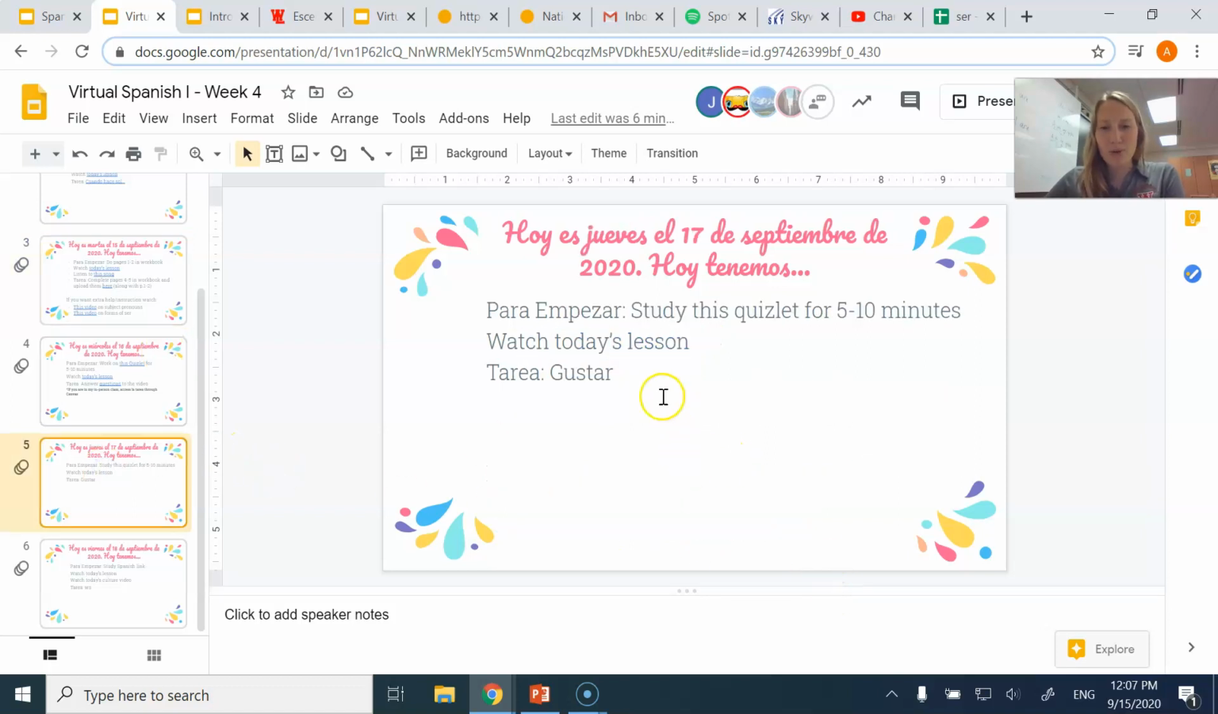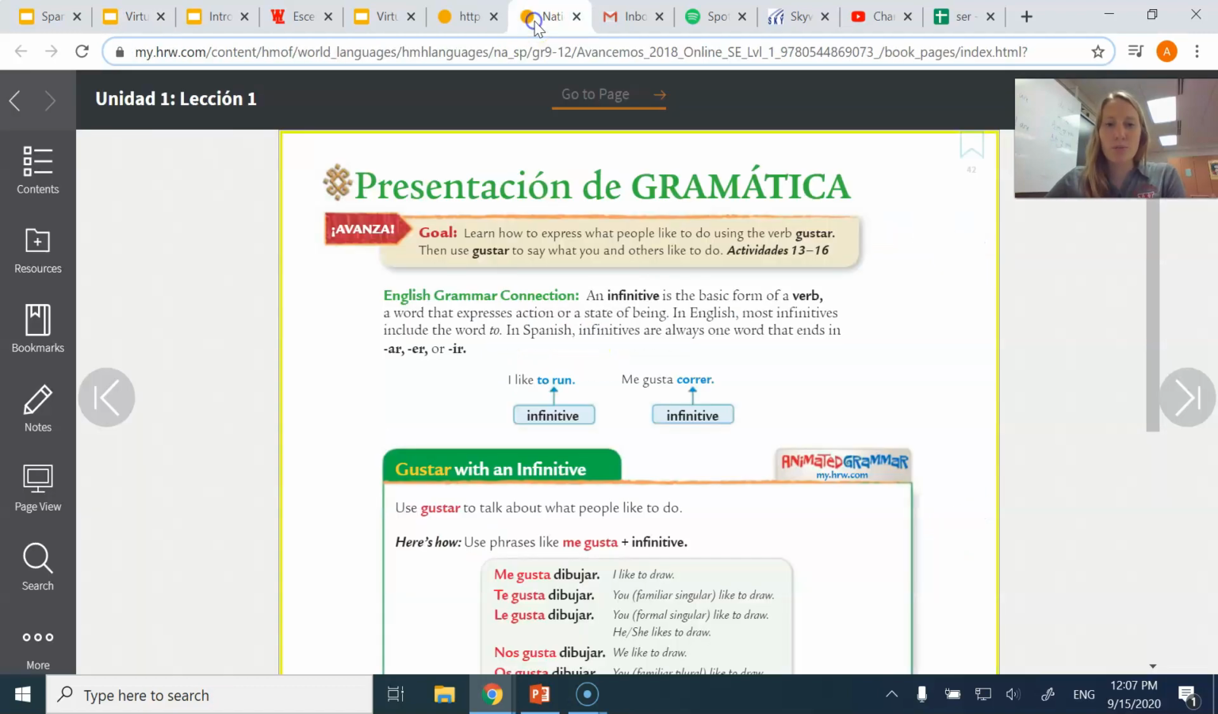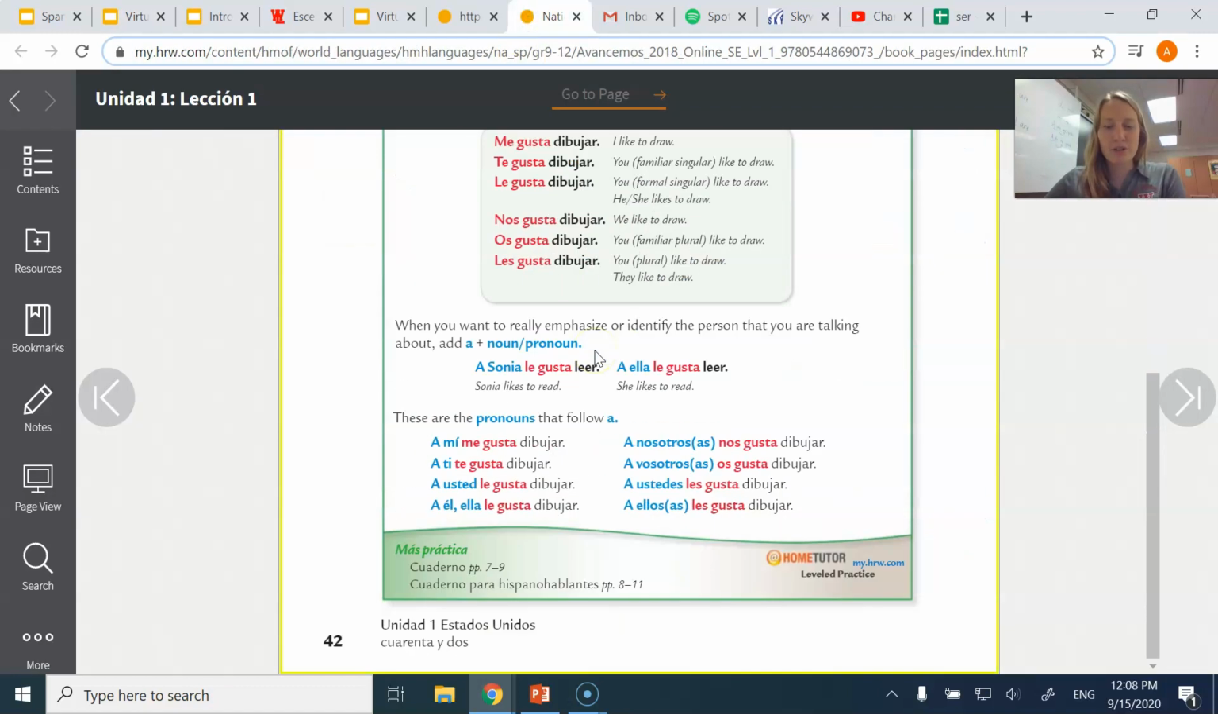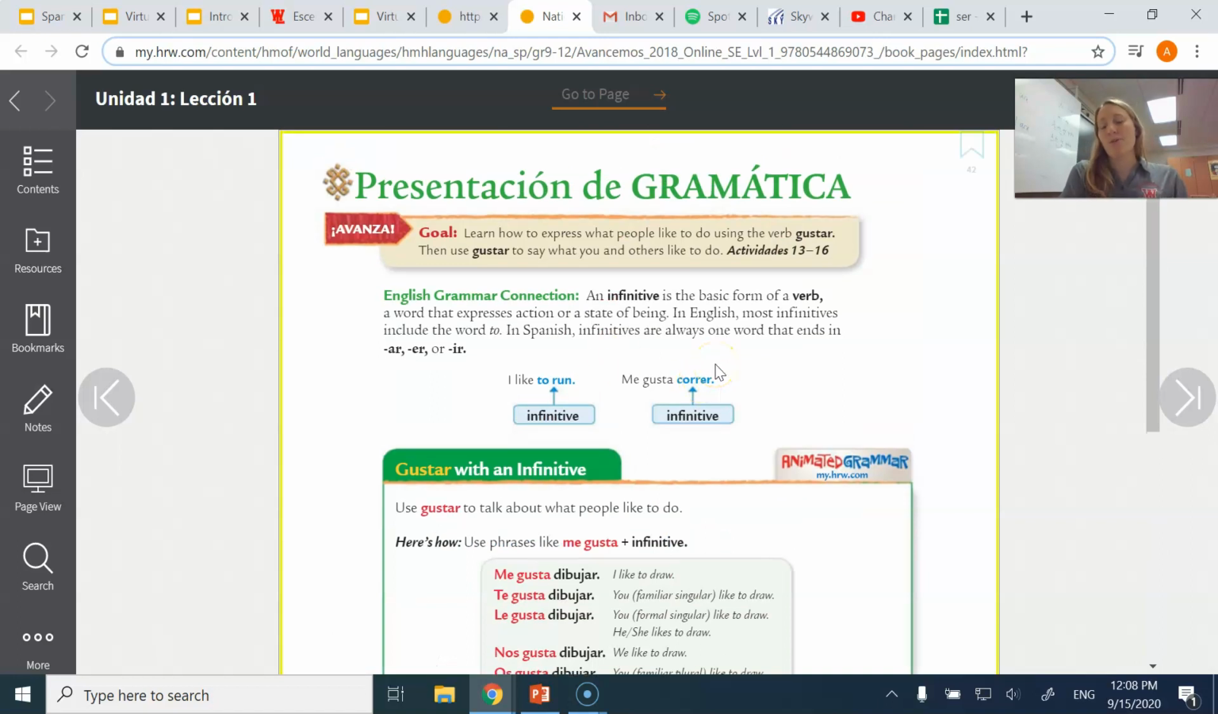However, today we are working with gustar. So if you open your books to page 42, or you can just follow along because I have it right here for you, our goal is to learn how to express what people like doing using the verb gustar. Then we're going to use gustar to say what you and others like to do.